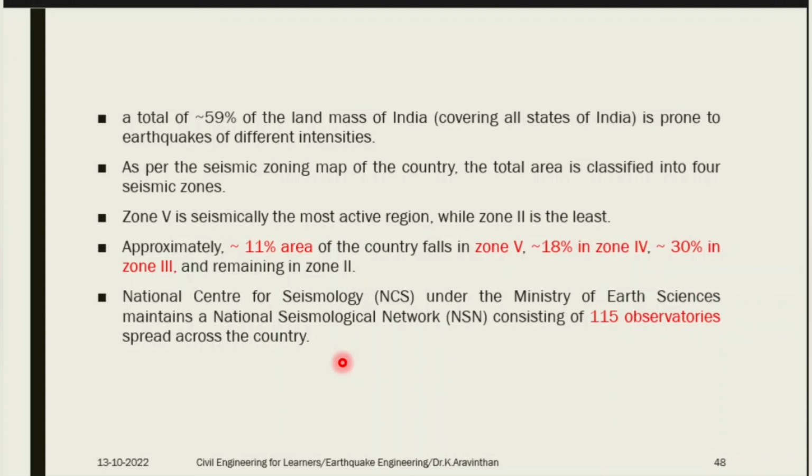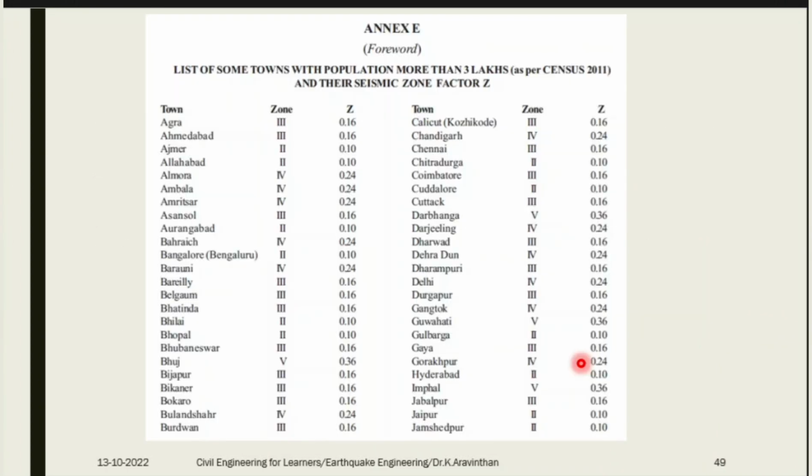These 115 observation centers are not only government. There are some colleges which are involved. IISc is one of the colleges which has this report book. So take Annex E. You can see the different types of town. We are in Bangalore. Bangalore is in zone 2. If you look at the seismic map, it will give you only the overall idea. But if you want to know an individual town, you can look from here.